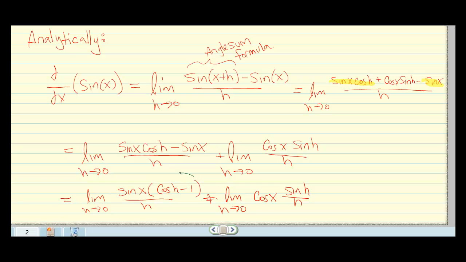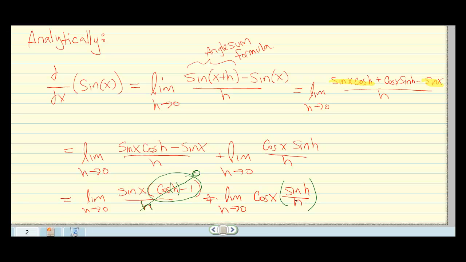Both of these pieces have some h dependence in the numerator. If you explore this ratio, cosine of h minus 1 divided by h, as h goes to 0, this expression actually goes to 0. You can verify this on your calculator or explore this numerically to figure out what this limit is. So the first portion of this object goes to 0.